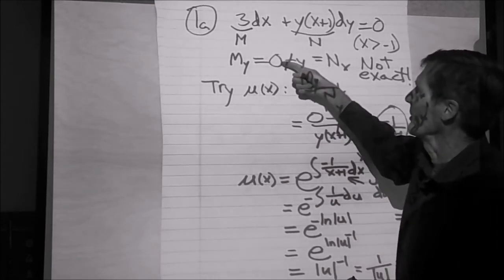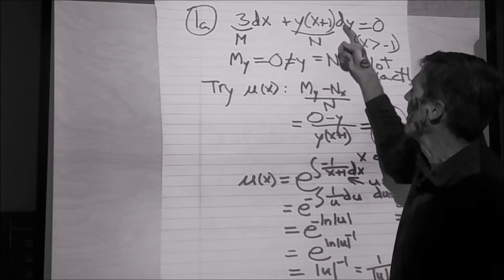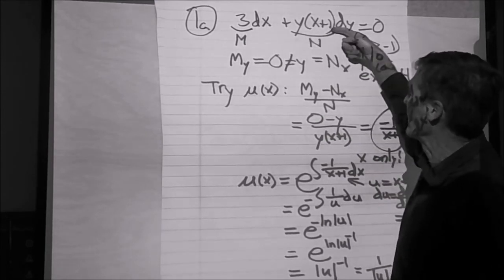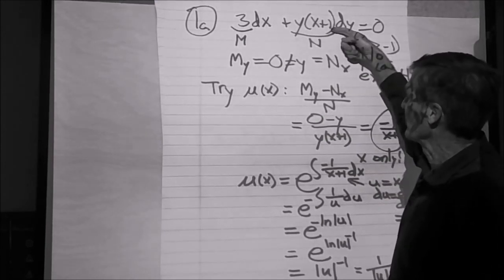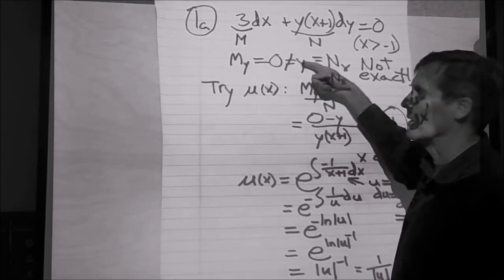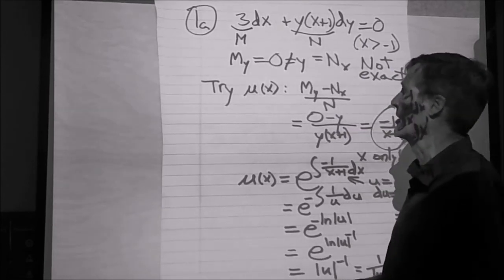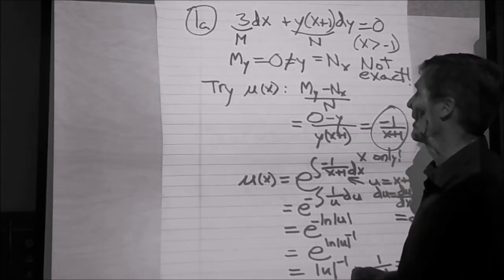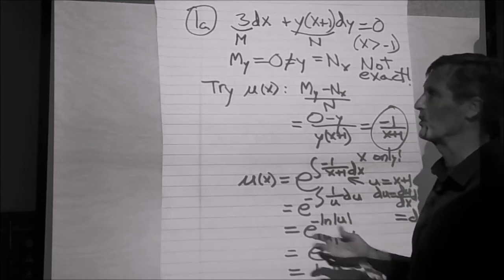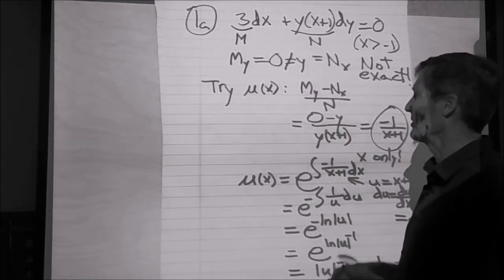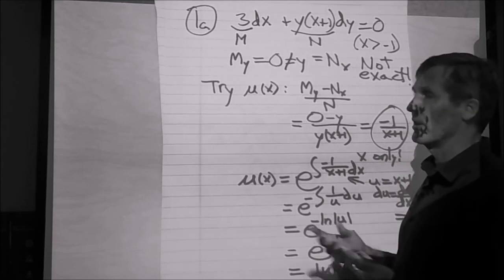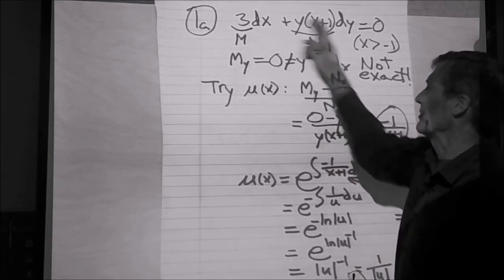But M_y is equal to 0, right? Derivative of the constant is 0. Partial of this one with respect to x, treating y as a constant, is just y, and those two aren't equal, so this is not an exact equation. We'll have to find an integrating factor that makes it exact. That's the purpose. You multiply through this equation by some function mu, in general of x and y, that makes this exact.